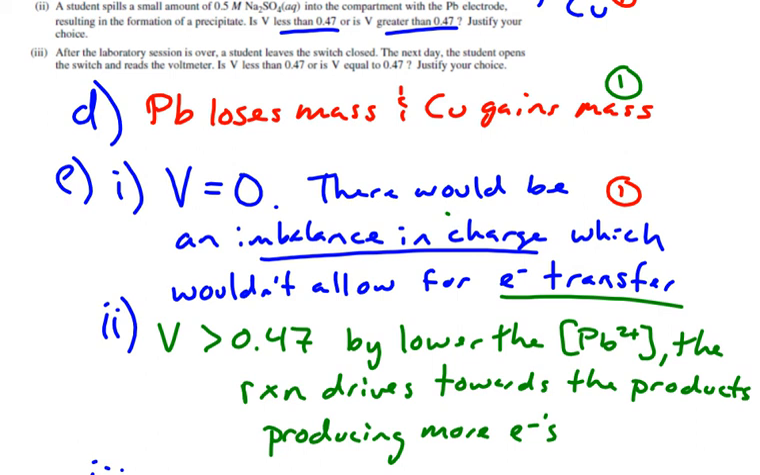What's it going to be? Is it less than or equal to 0.47? That would be the grit. Be equal? You would be a billionaire if you made a battery.